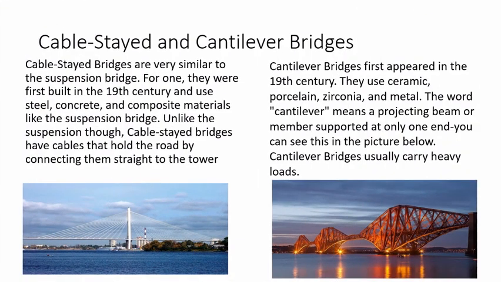Cable-stayed and cantilever bridges. Cable-stayed bridges are very similar to the suspension bridges. For one, they were first built in the 19th century and use steel, concrete, and composite materials, like the suspension bridges. Unlike the suspension, though, cable-stayed bridges have cables that hold the road by connecting them straight to the tower.